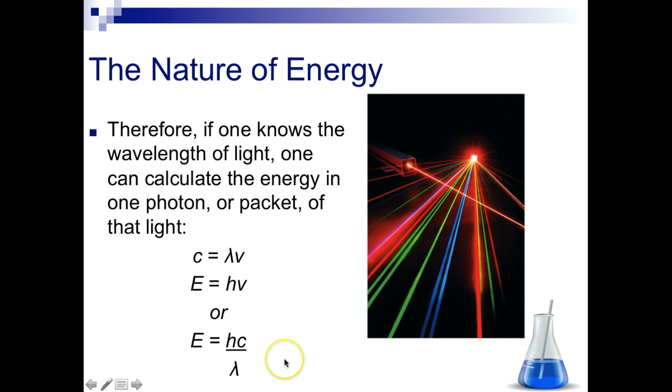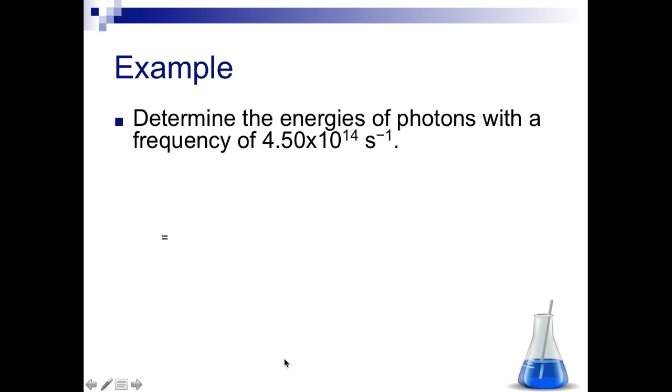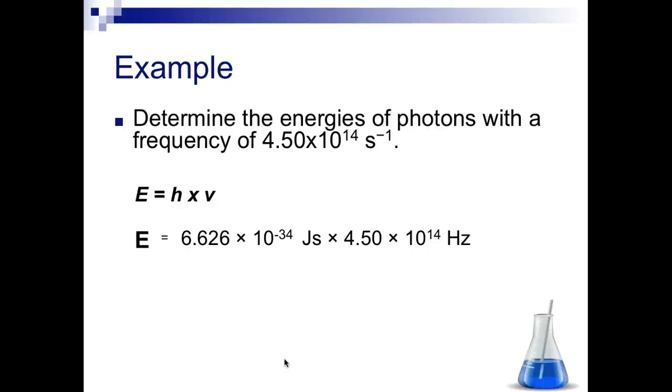So let's put these equations into practice. Let's look at an example. Determine the energies of photons with a frequency of 4.5 times 10 to the 14th seconds to the minus 1, or hertz. So here's our equation. E is going to be equal to Planck's constant, which is 6.626 times 10 to the minus 34th joule times seconds, times our frequency. That's a straight plug into your calculator and solve, and you get your energy is equal to 2.9817 times 10 to the minus 19th joules.